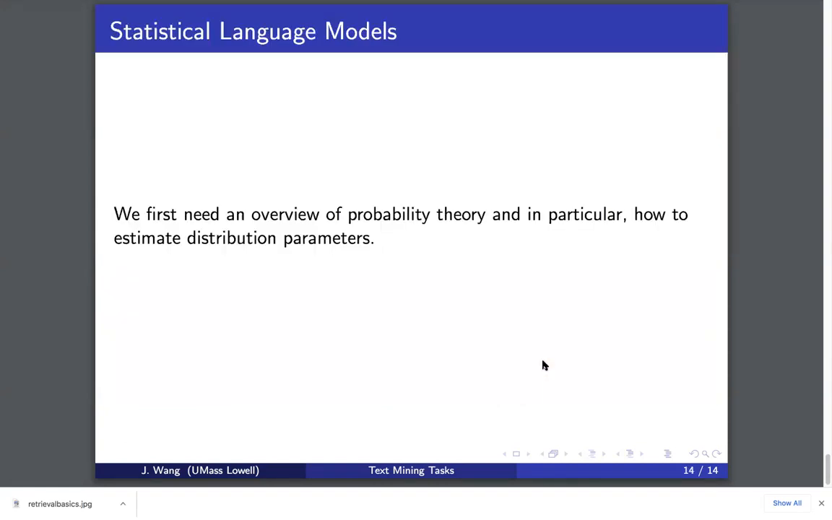So next we're going to look at statistical language models. Because when we look at words, we need to figure out the probability of certain words appearing in a document. For doing that, we first need an overview of probability theory. And in particular, we want to find out how to estimate distribution parameters. So with that, we're going to start the next topic. Are there any questions at this time?